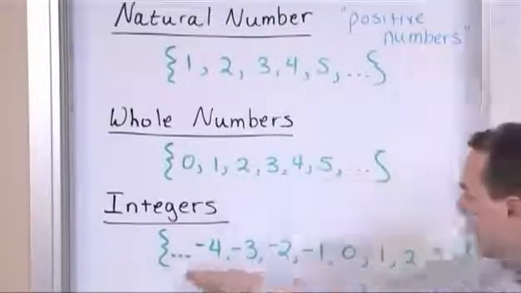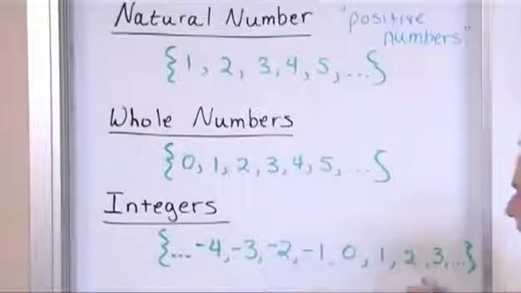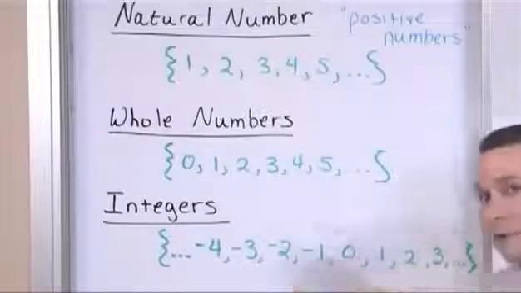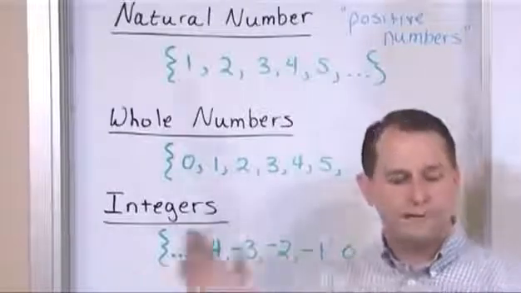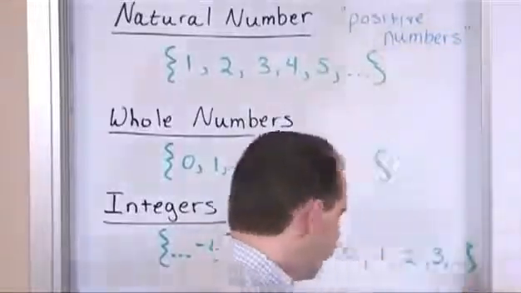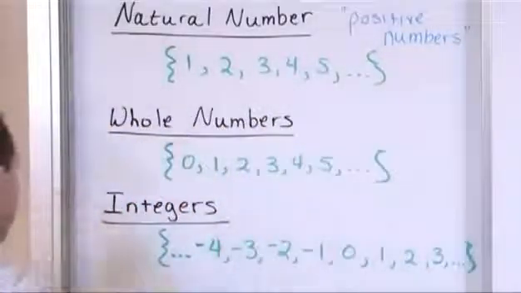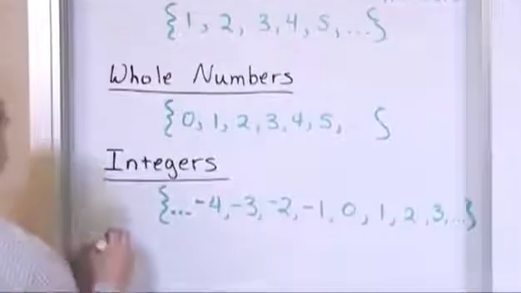Integers are the negative numbers, the positive numbers, with no decimals obviously, and 0. So no decimals here, just the whole numbers, positive, negative, and 0. All right. Now, the next thing I want to talk about is very important. It's called the rational number.